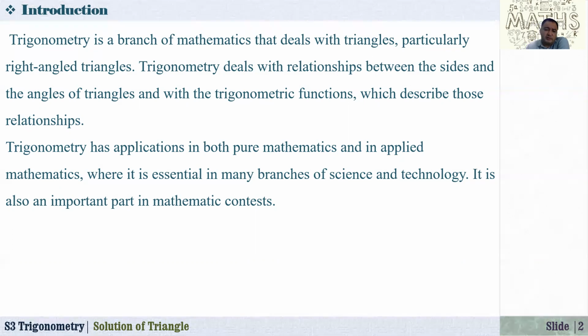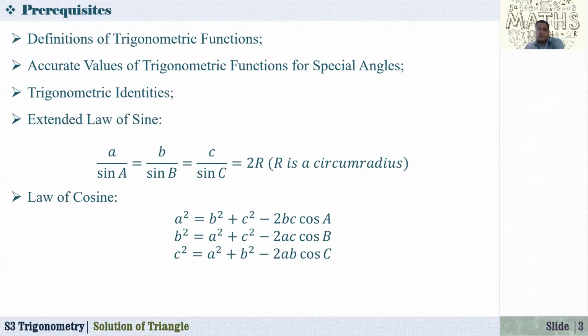relationships. In previous videos, to study this course, a student should have some idea about basic trigonometric ratios in a right-angled triangle. That is how those things are defined for acute angles. And just to recap, number one is the definitions of trigonometric functions. That is a prerequisite to this course.